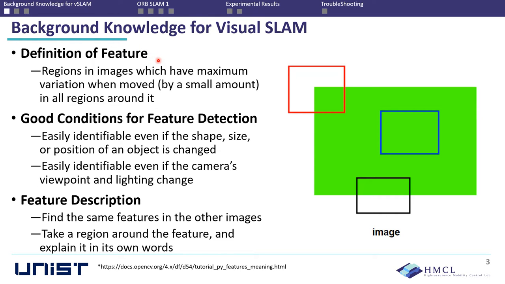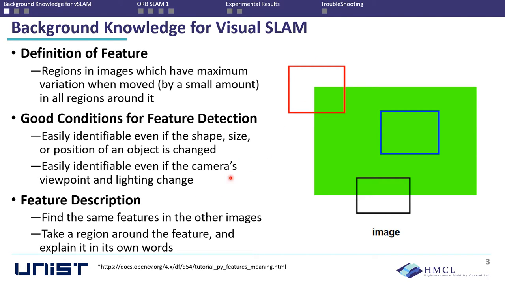So, let's get started with the definition of feature. The image feature is a region which has maximum variation when moved in all directions. The corners are usually considered to be a good feature in an image since the variation would be maximized, as shown in the right picture. So finding this image feature is called feature detection.